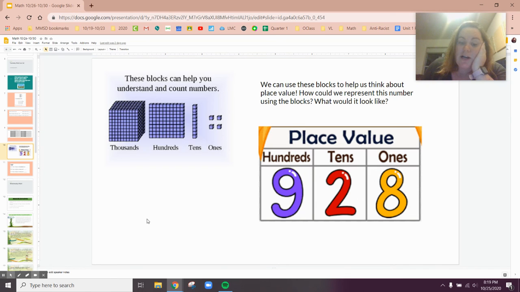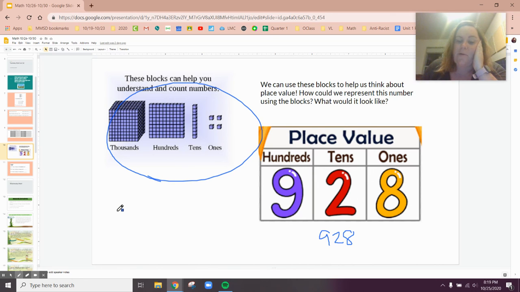The last thing we're going to talk about quickly is place value. When we're looking at place value, think about this. The number 928. There are 9 hundreds, there are 2 tens, and there are 8 ones. Place values can help us understand how many blocks are in each number, and the blocks can figure out what is our actual number too.